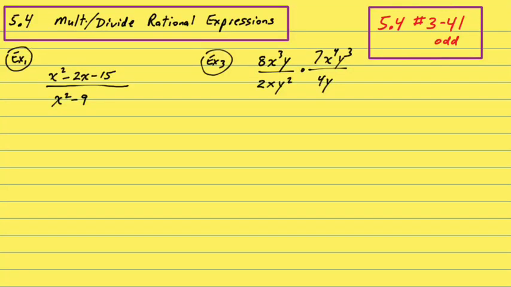Okay, I'm going to start explaining 5.4 Algebra 2 Honors, multiplying and dividing rational expressions. The assignment is going to be 3 to 41 odds, but before we do that, let's go through some examples. The key is knowing how to factor.